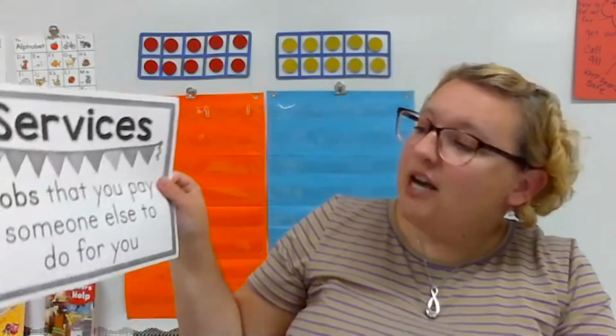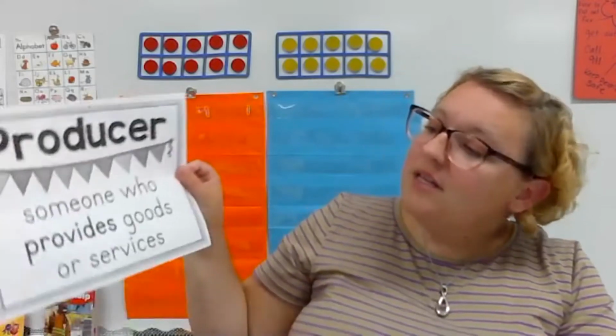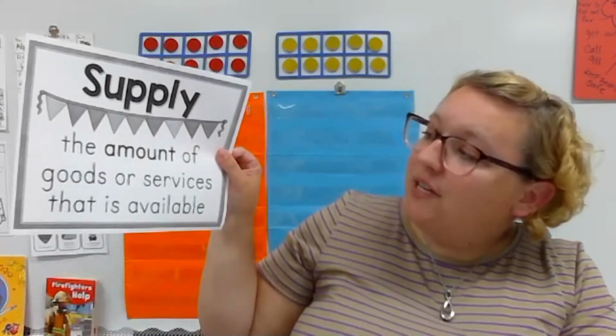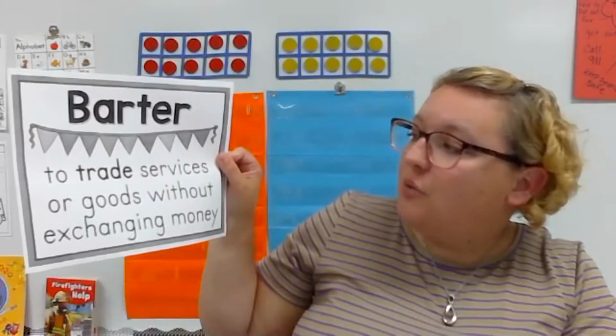Services, jobs that you pay someone else to do for you. Consumer, someone who uses goods or services. Producer, someone who provides goods or services. Supply, the amount of goods or services that is available. Demand, how badly consumers want a good or service. And barter, to trade services or goods without exchanging money.